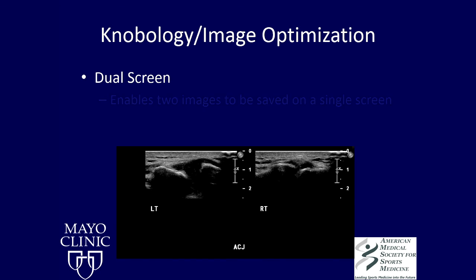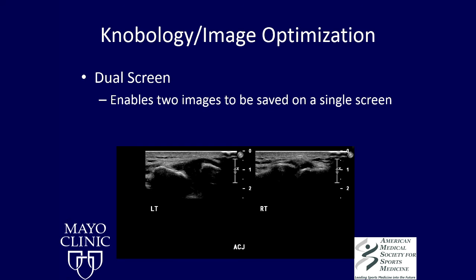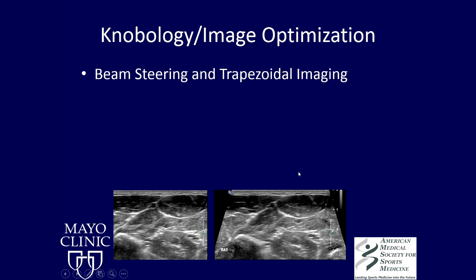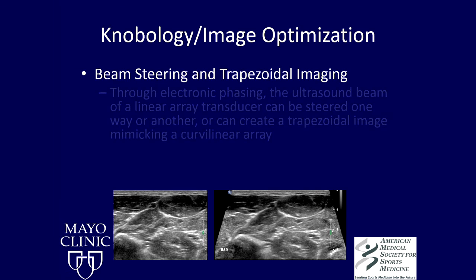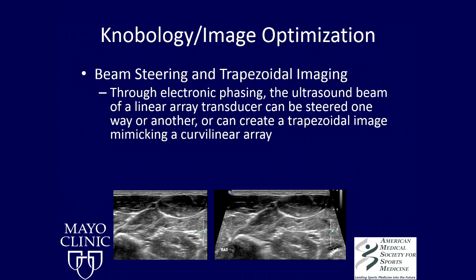Dual screen enables you to have two pictures on the same screen at once, and this is really nice for side-to-side comparisons. So here's an acromioclavicular joint that is sprained. You can see it's widened here with hypoechogenicity of the ligament, and this is the normal AC joint on the contralateral side. You can also do beam steering or trapezoidal imaging, and essentially you can do electronic phasing, similar to what I was talking about previously with focal zone creation, and you can change a linear array transducer into a curvilinear array or a trapezoidal image, and so it widens your field of view.